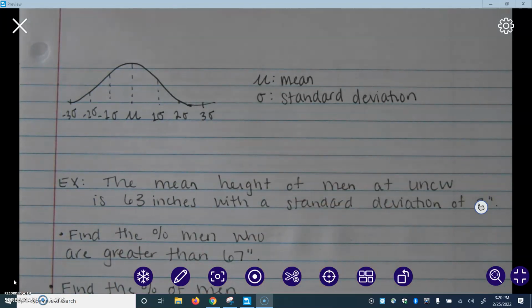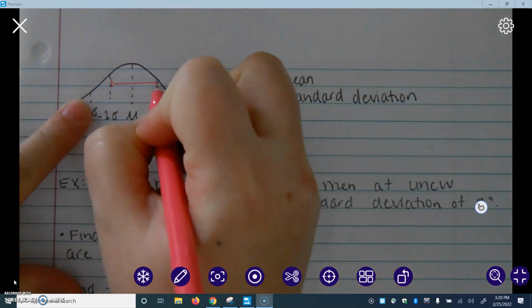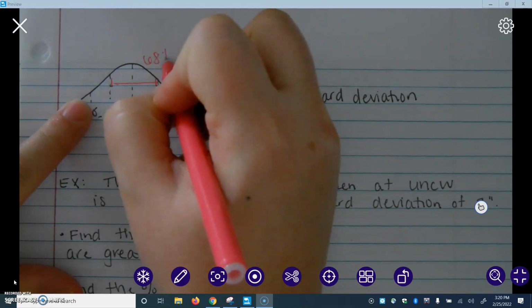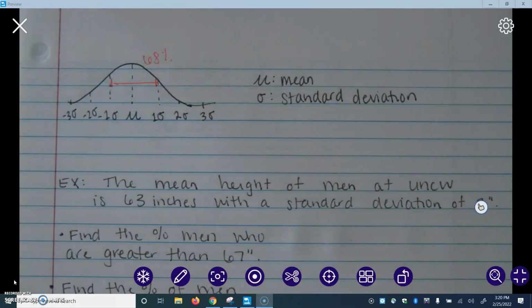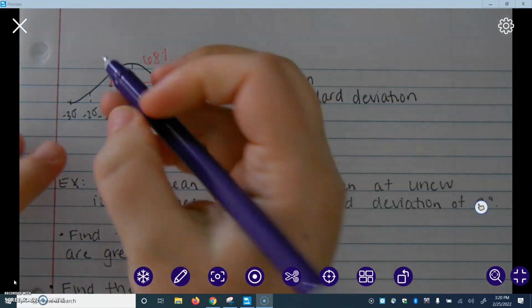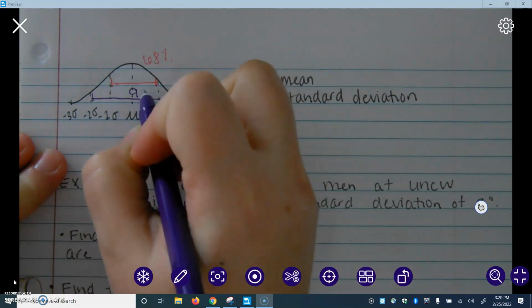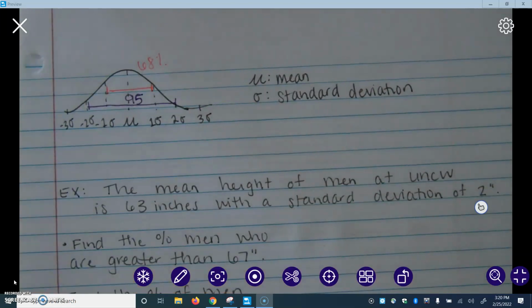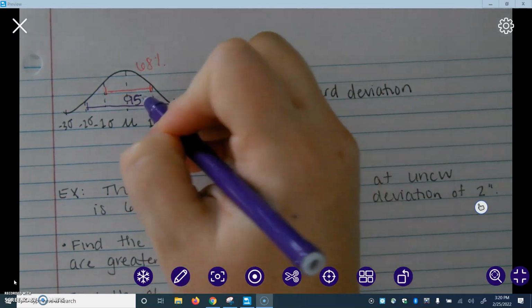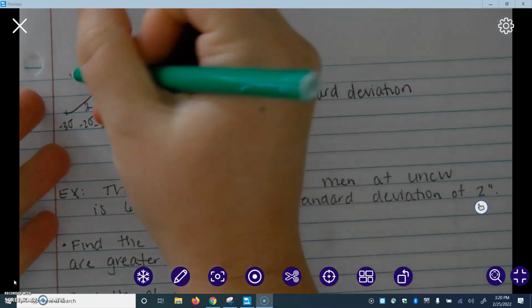And if you recall, the empirical rule says 68% of the data needs to be within 1 standard deviation of the mean, and then within 2 standard deviations of the mean is 95%. And then within 3 standard deviations of the mean is 99.7%.